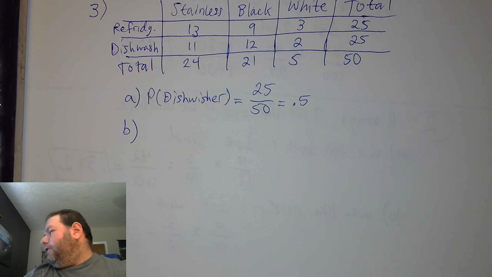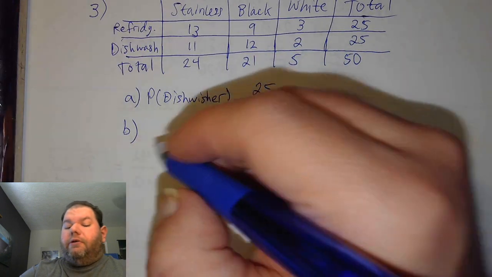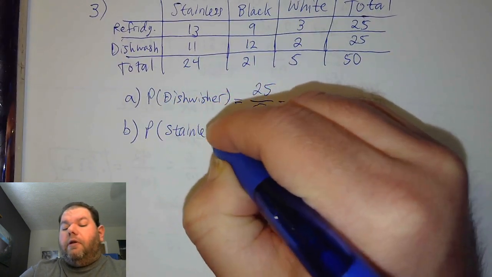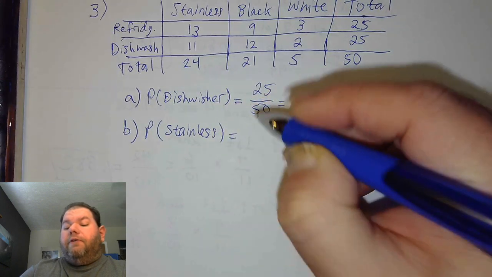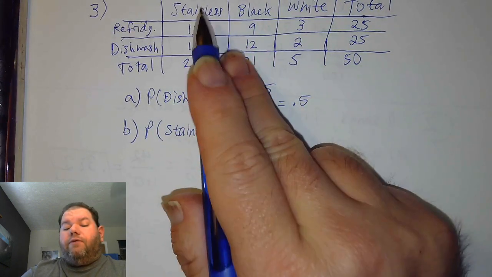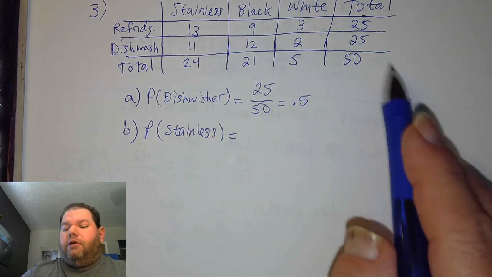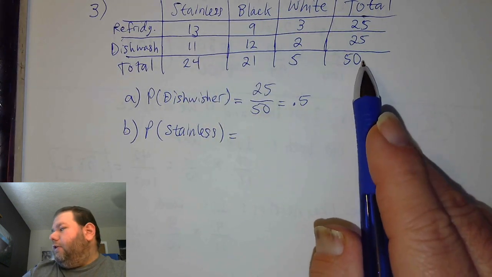So B, what is the probability that an appliance selected at random is stainless steel colored? Well, if it's stainless steel, we know there's 24 of those appliances in total that have that finish, I guess we should say.